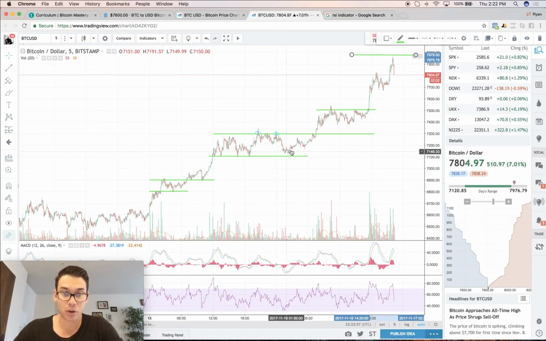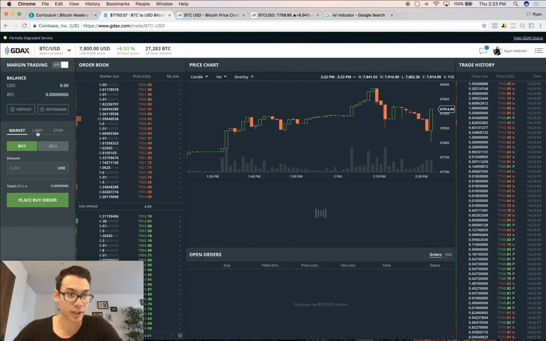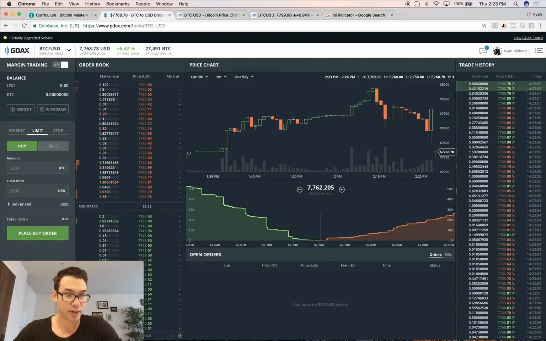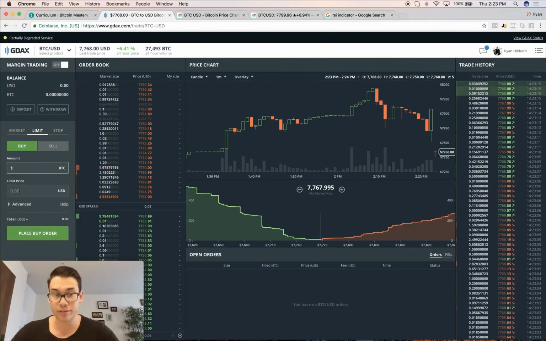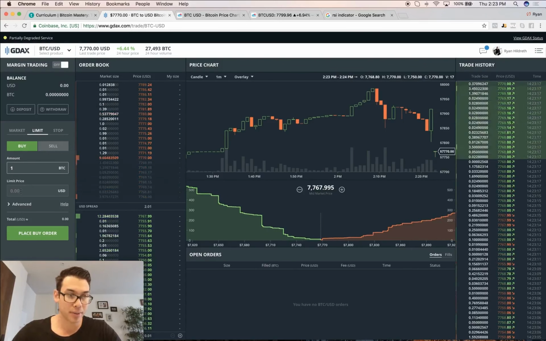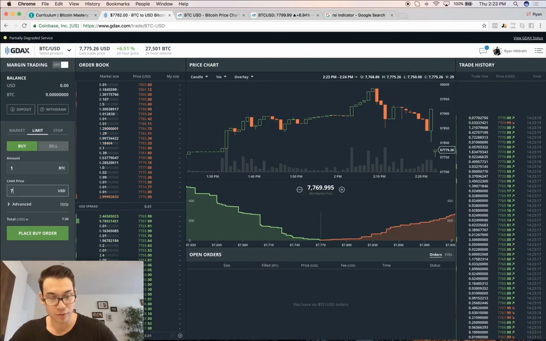Establish your position. So basically, if Bitcoin came down here to 7,140, we're going to go over to GDAX. We're going to go limit. And we're going to say, I want to buy one Bitcoin. Let's just say you want to buy a whole Bitcoin. You don't have to. You could buy literally $5 worth. But let's just say I want to buy a Bitcoin at 7,140.